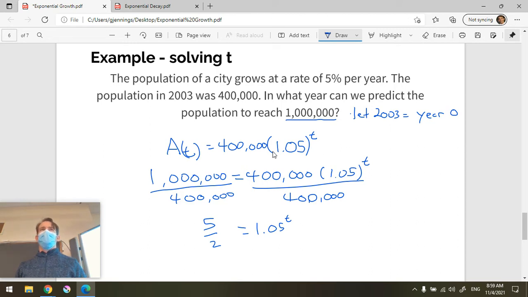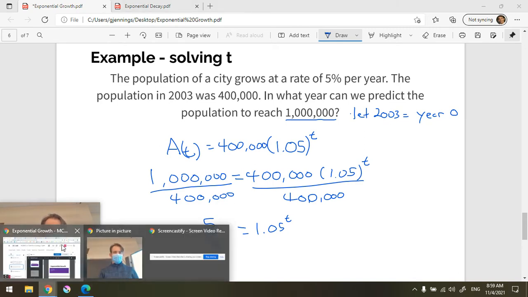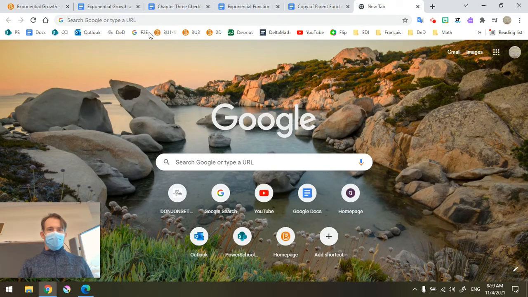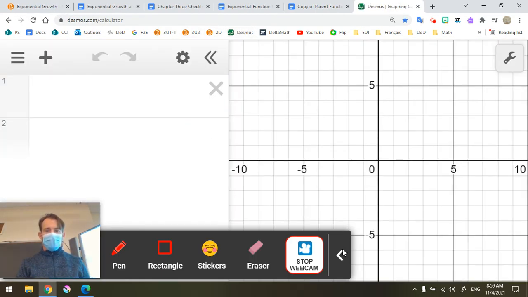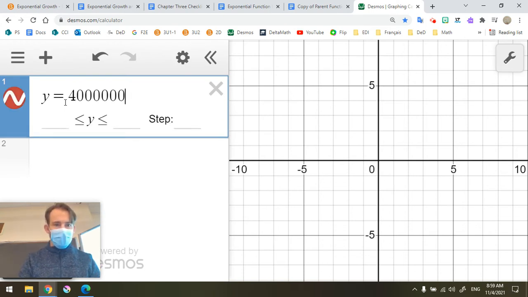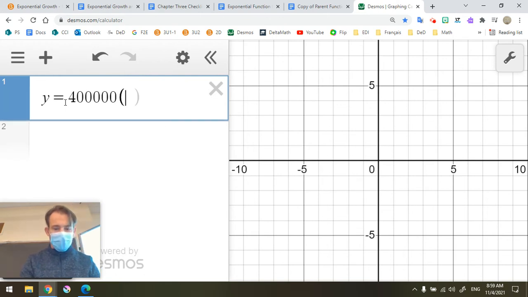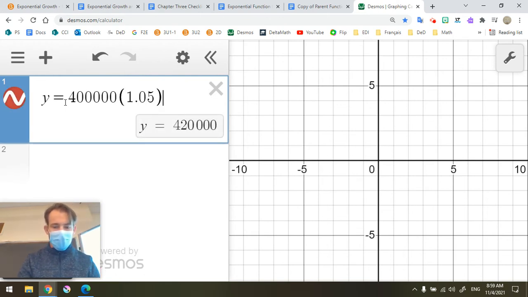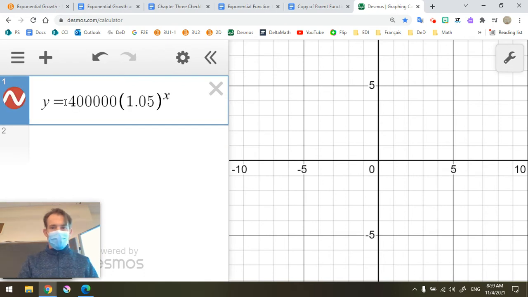Use decimals. So I can also just go from here and plot the whole thing in decimals. And this is what that looks like. At this level, you can use decimals for these ones. So here, what I will plot is my A of t. I'm just going to plot that as y is equal to 400,000 multiplied by 1.05 raised to the power x.